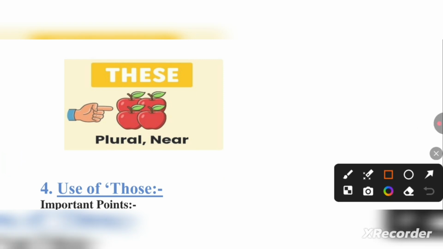Here apples are more than one, because demonstrative determiner these is used before objects which are more than one in number. Moreover, these apples are quite close to the speaker. It shows the nearness. That's why we have used demonstrative determiner these.